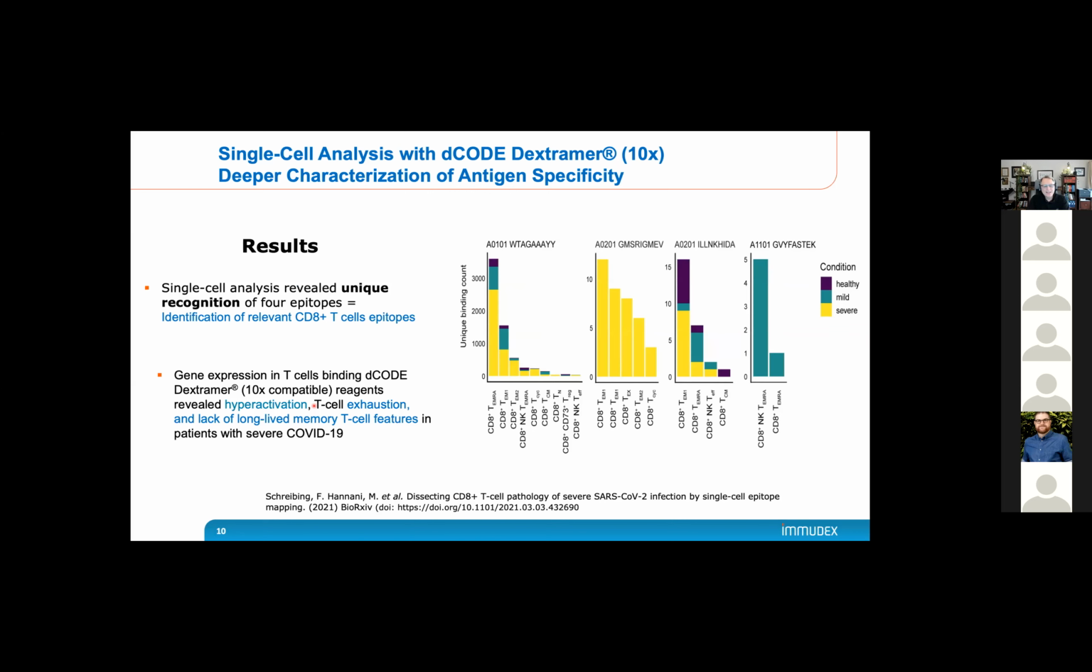And the T cells in the most severe cases revealed hyperactivation and T cell exhaustion and lack of long-term memory features. But in patients that had mild disease, it was the opposite. And they found T cells reacquired IL-7 and memory cells developed in patients that had mild disease.